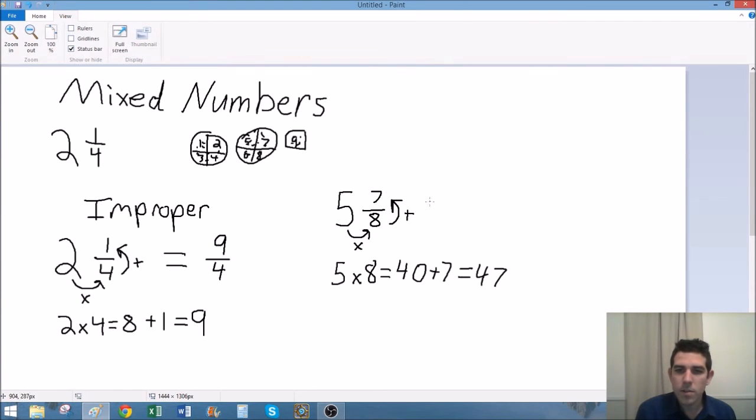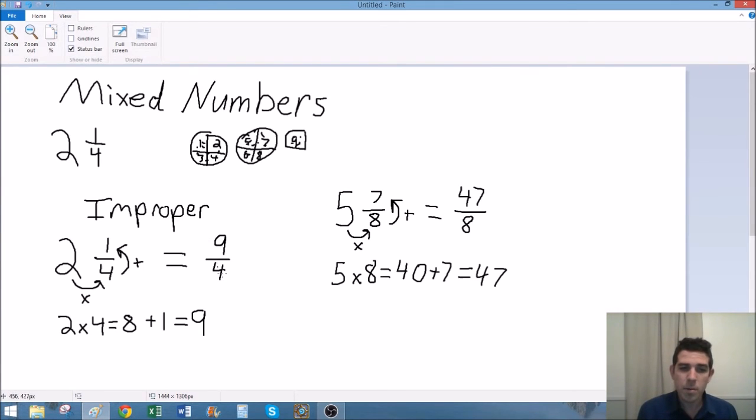And so I will now have 47 over 8, over the original denominator. And the 5 disappears because it kind of became a part of this 47 here. That's it. That's all we do with converting mixed numbers to improper fractions.